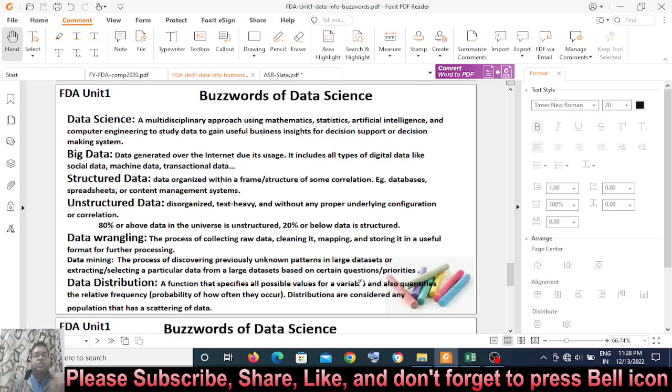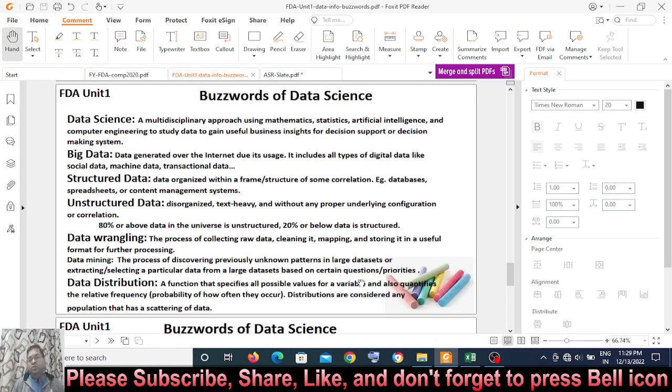Examples are your databases, spreadsheets or tables, or a content management system, CMS. Unstructured data is disorganized, very text heavy, without any proper underlying configuration or correlation. Generally, when you have a folder named, say, Hollywood movies, it gathers all the movies in Hollywood into one place. You can do the classification, but you can't do much structuring there. That is a type of unstructured data.